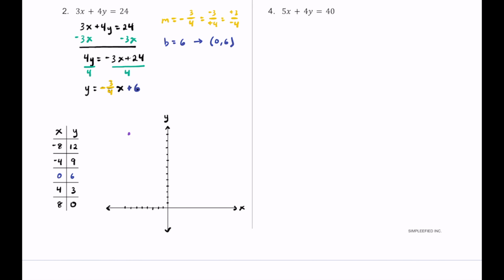Okay, and then we have negative 4 comma 9, so move over to the left 4 and then go up to 9, maybe something like here. And then we have 0 comma 6, so I think that's going to be right about here. It's going to be along the y-axis. Then we have 4, 3, so let's move over 1, 2, maybe 3, 4, and then go up 3. So 4, and then 1, 2, 3.